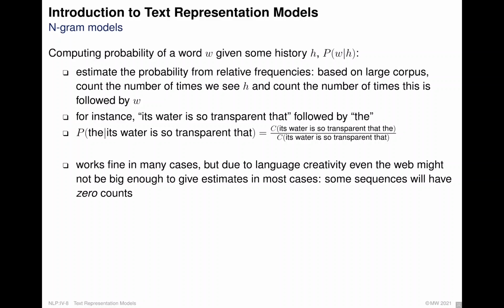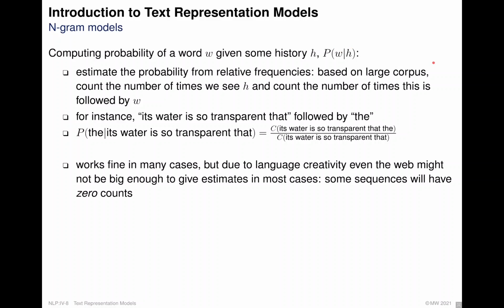Okay, so let's briefly look at what these n-gram models or language models are. Like I said, the general problem is that we would like to compute a probability of a word, some word W, given some history, so some previous words. Let's call this history H. So we'll have a probability of the word given its history. So how can we do it?